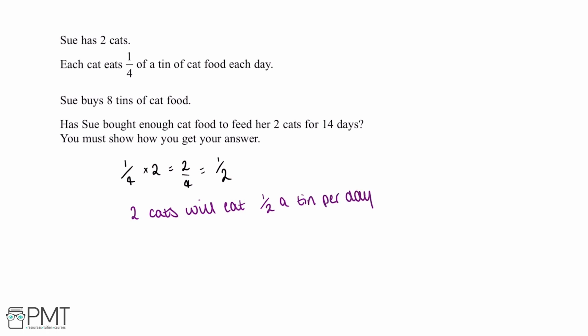So if Sue wants to know if she's bought enough cat food for 14 days, based on the fact her cats will eat half a tin of cat food between them per day, then if we multiply a half by 14, this will tell us how many tins her cats will need for 14 days. And a half multiplied by 14 gives us an answer of 7. So therefore, Sue will need 7 tins to feed her cats for 14 days.